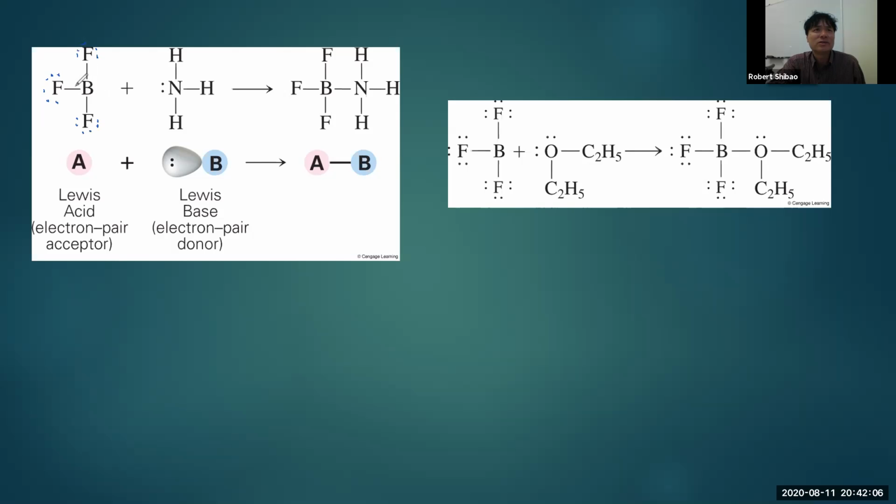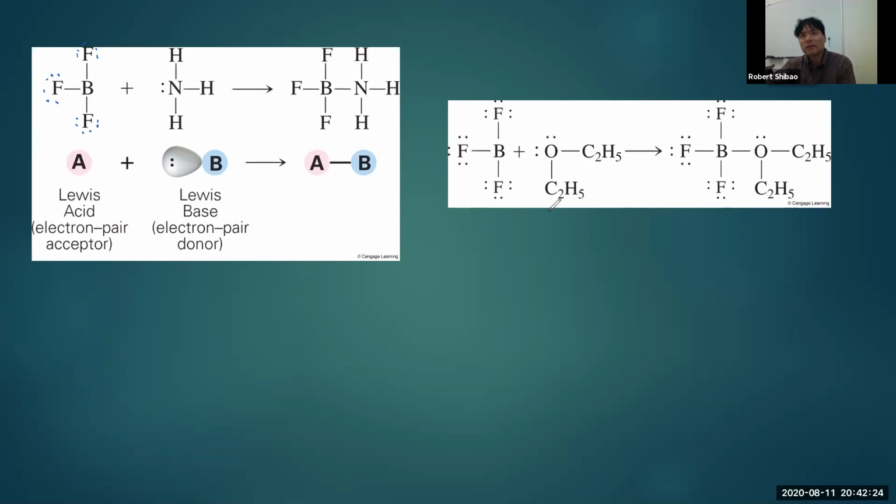Here, boron only has 2, 4, 6. So we need a Lewis pair donor like ammonia here, and we form this. It's called an adduct, AB. And so the electron pair is donated, forming a single bond here.